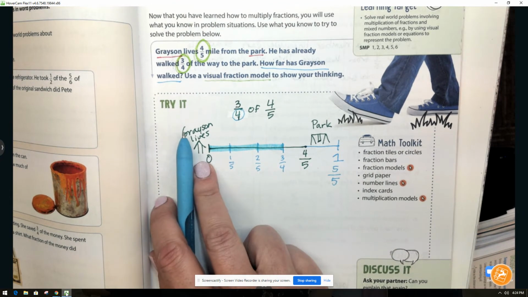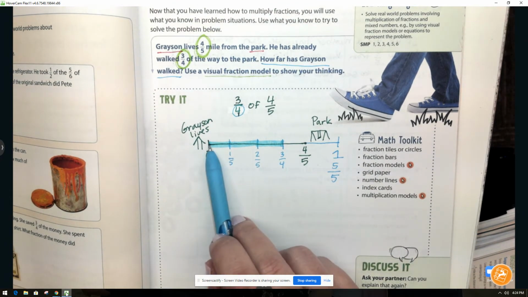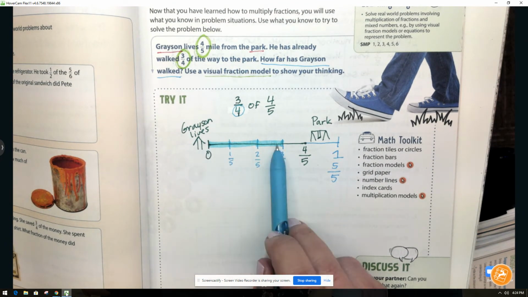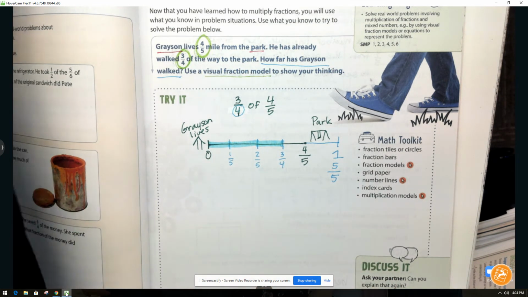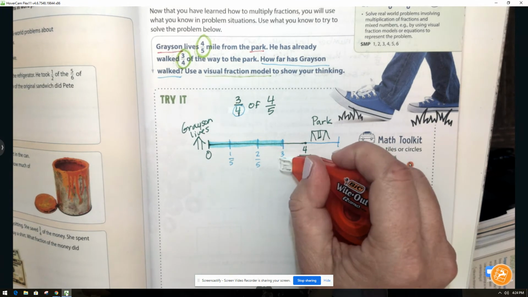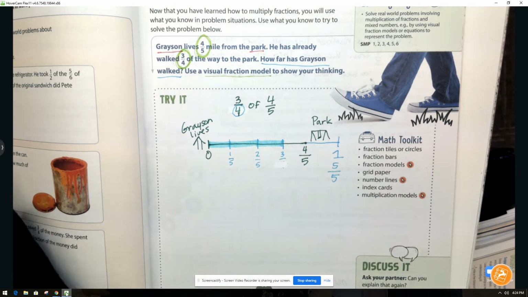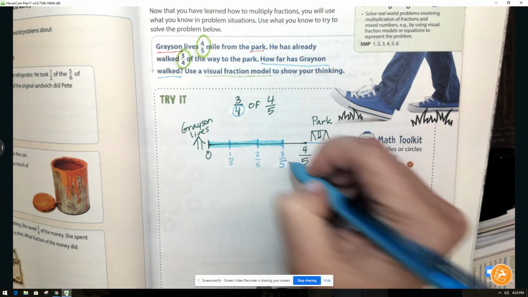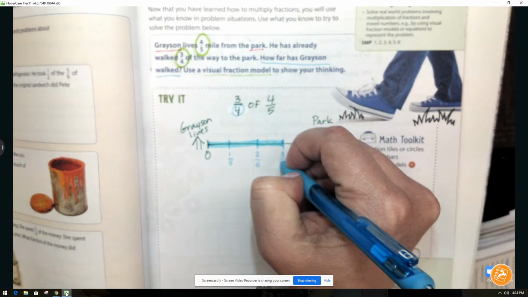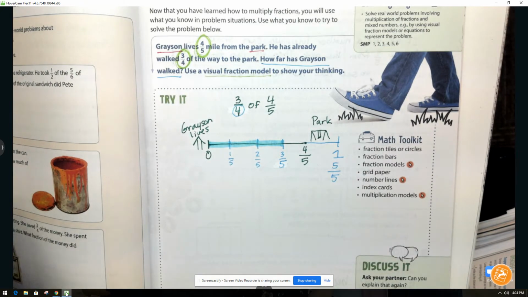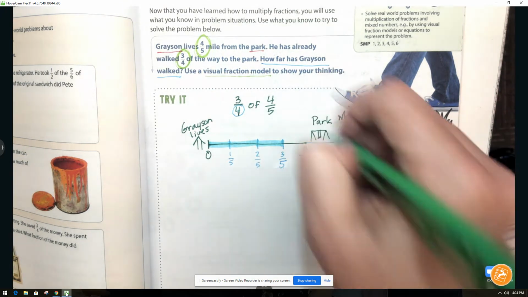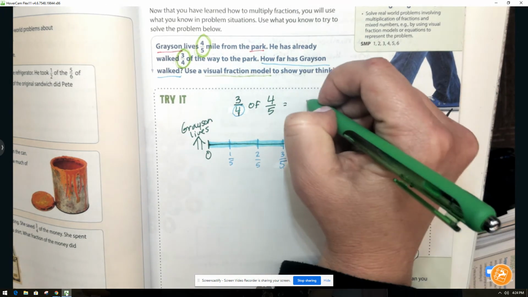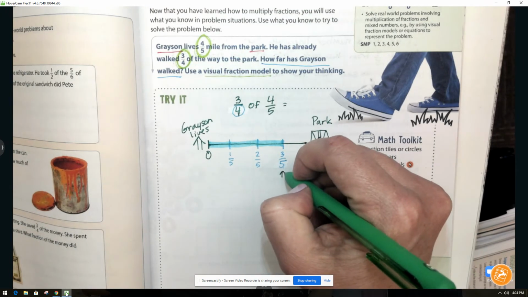So we know that Grayson walked 3/4 of 4/5, which should have been 3/5. Look at me. I even knew that it was 3/5, and I wrote 3/4. There we go, 3/5. So if I solved what is 3/4 of 4/5, the answer is going to be 3/5.